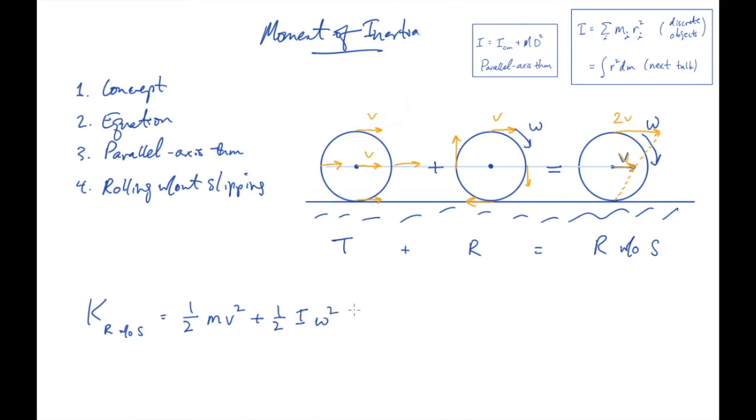So you can always express the kinetic energy of something rolling without slipping as the sum of two kinetic energies, purely translational motion plus purely rotational motion. This will come up in a lot of the examples and problems that we work, and this is where it comes from. It comes from the fact that you can always treat rolling without slipping as the sum of a pure translation plus a pure rotation.